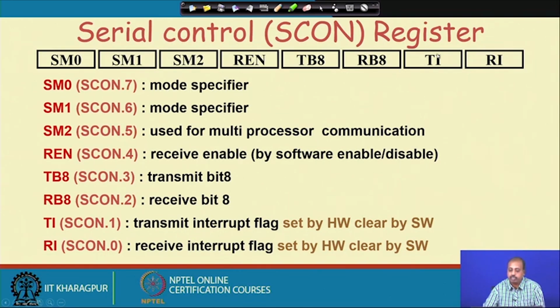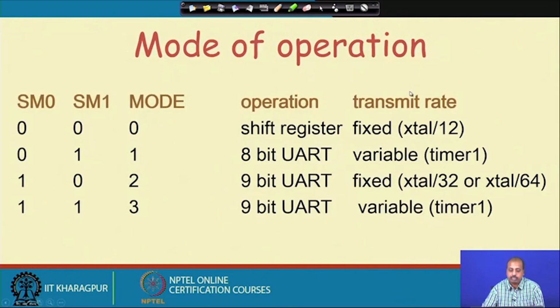When the TI interrupt occurs, that means some transmission has taken place, and when the RI interrupt occurs, the receive interrupt has taken place. But physically TI and RI send a single interrupt to the processor, and in the program you need to check whether the TI bit is set or the RI bit is set. Accordingly, you can understand whether some data has been transmitted or some data has been received. We will see that.